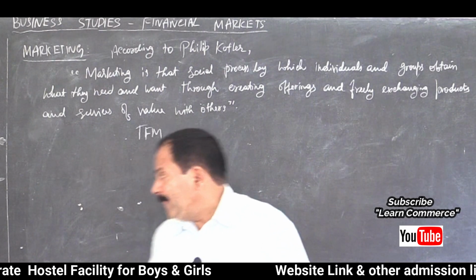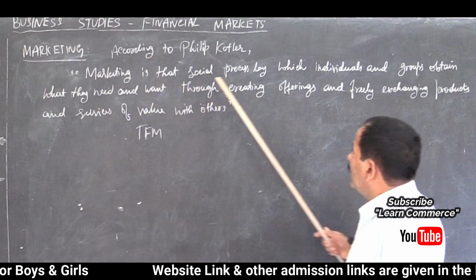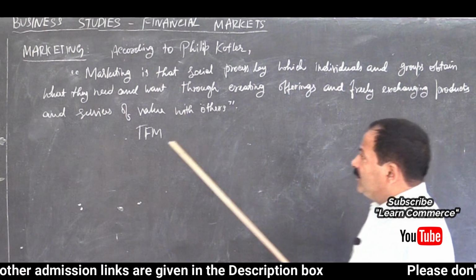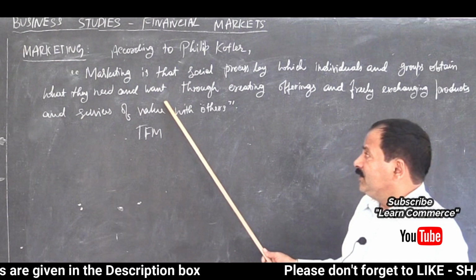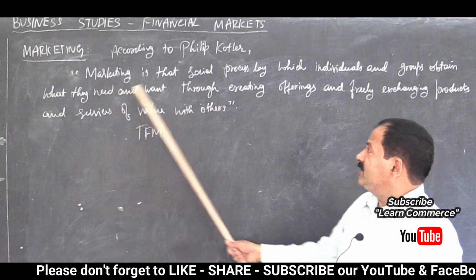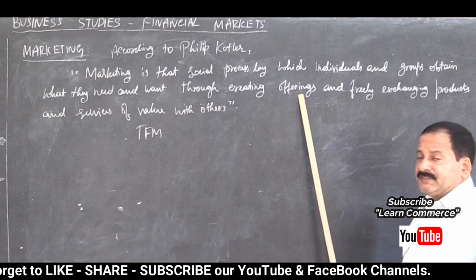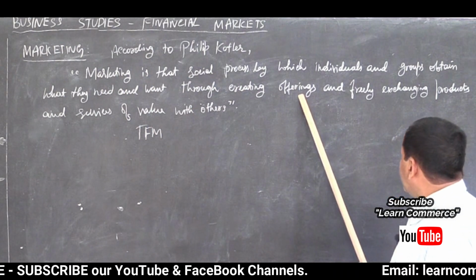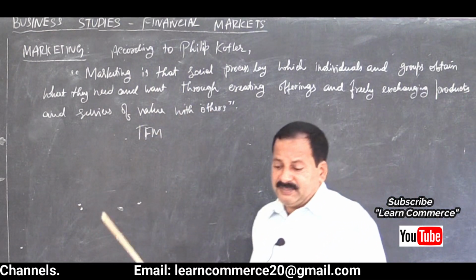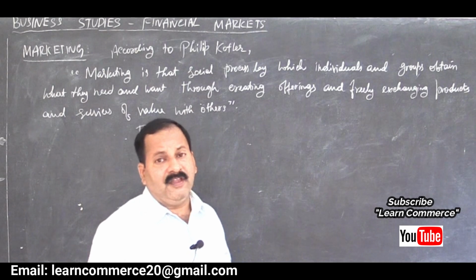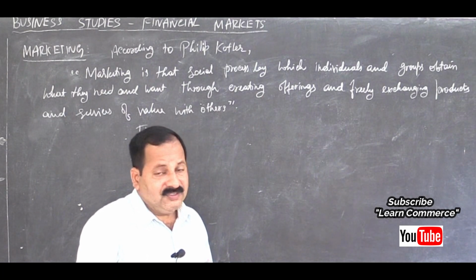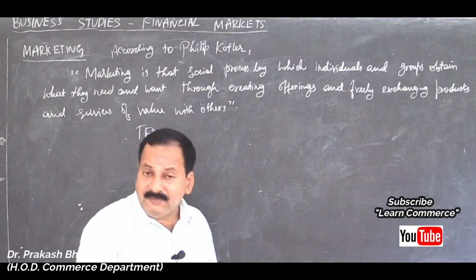Clear? So here my point is, that is social process, human relation approach. It is groups obtain what they need and want through creating offerings, that is identifying the needs, isn't it? Then giving the products, producing and offering the products, and products and service of value with others. That means the entire product along with the services should be provided, after sales service should be provided to the customer. That is called marketing.